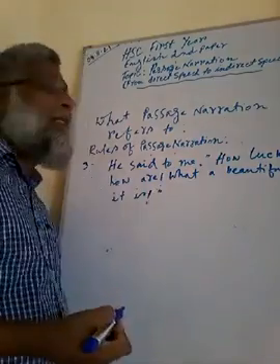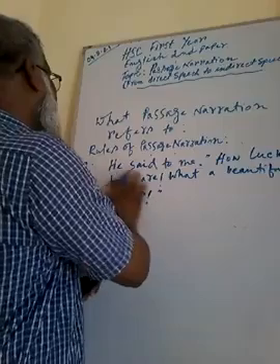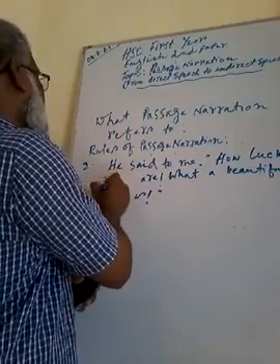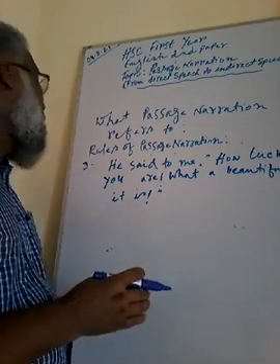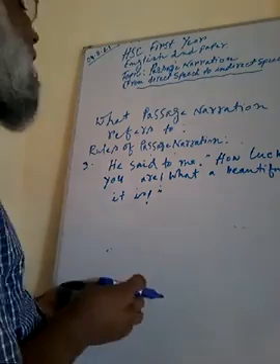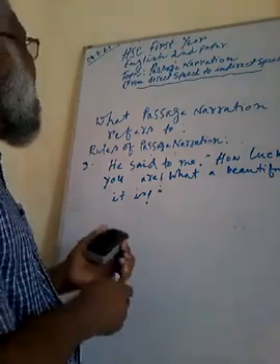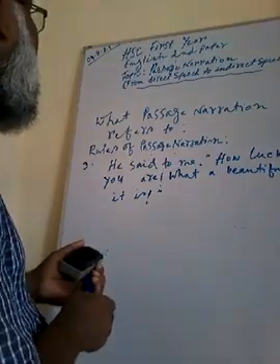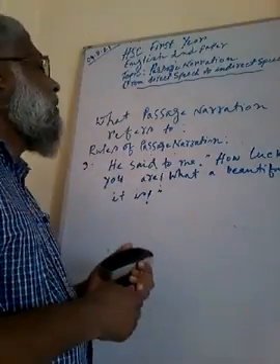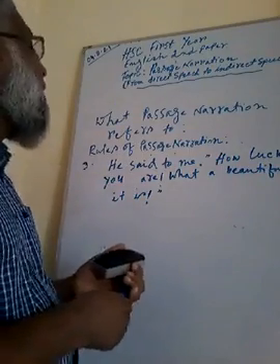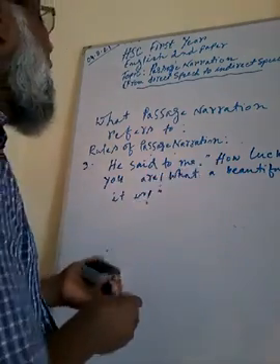So there are two statements here. "How lucky you are" is one statement. "What a beautiful house it is" is another statement. And at the time of changing these sentences into assertive ones, especially when we change this direct speech into indirect one, these two sentences will be joined by "and".